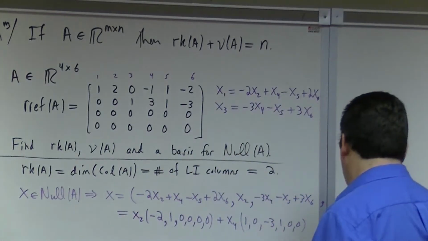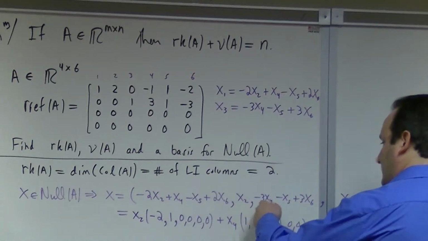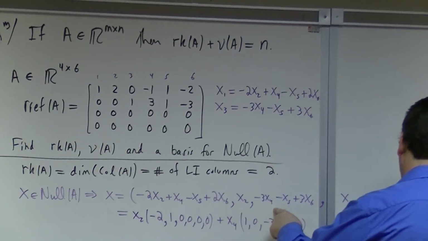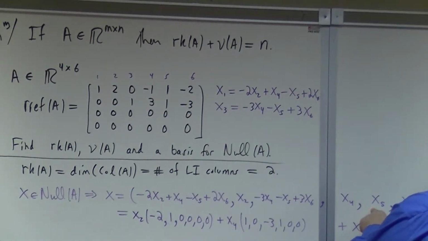Plus, what's the next one? x5. You got yourself a minus 1 in the first slot. There's no x5 in the second slot. In the third slot, you got minus 1 x5. Fourth slot, no x5. Fifth slot, there's an x5, so that's 1. Sixth slot, no x5, so 0.